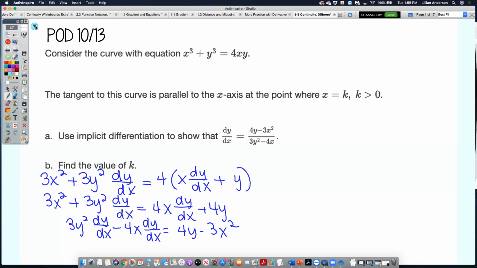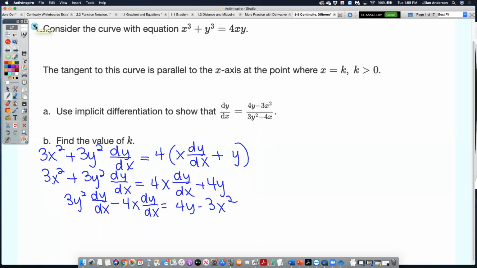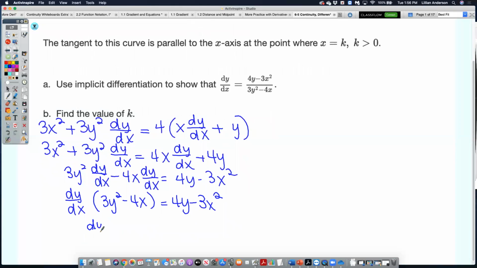So now that the dy/dx's are on the same side, what can I do to the left? Because both dy/dx terms are on the same side, it's very similar to when we were doing inverses and we had two y's. We had to get the y's on the same side and factor out a y. Same concept. This time it's just dy/dx's. And then we divide both sides. So when we divide both sides, we'll get dy over dx is equal to 4y minus 3x squared all over 3y squared minus 4x.